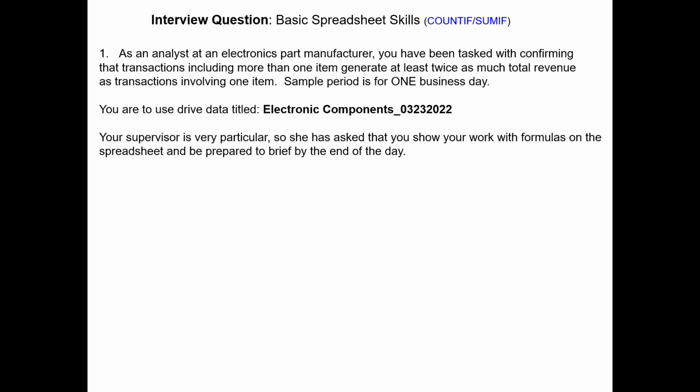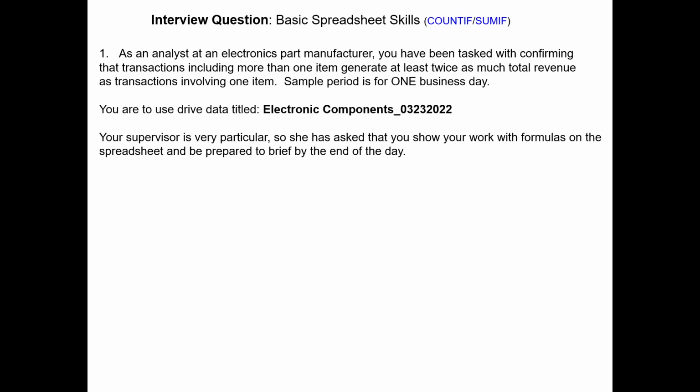As an analyst at an electronics part manufacturer, you have been tasked with confirming that transactions including more than one item generate at least twice as much revenue as transactions involving one item. Sample period is for one business day. You are to use drive data titled electronic_components_03232022. They provide you the spreadsheet. You do the work, get it back to them.